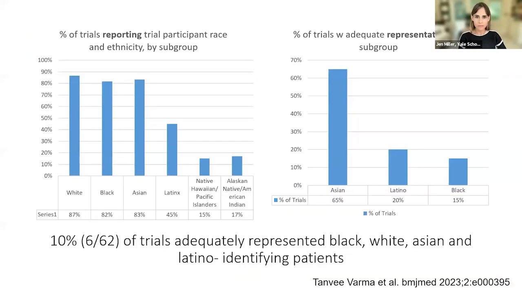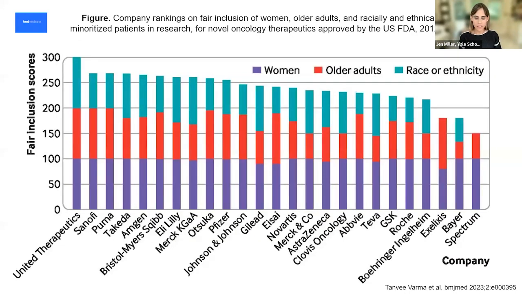Next slide. Looking more granularly into the data, you'll find that while greater than 80% of trials had researchers that reported the number of patients identifying as white, Black, or Asian, only 45% of trials had transparent reporting about the number of patients identifying as Latino, and less than 20% disclosed the number of participants identifying as Native Hawaiian, Pacific Islander, Alaska Native, or American Indian. Next slide. Interestingly, by company, you can see a wide range of practices.